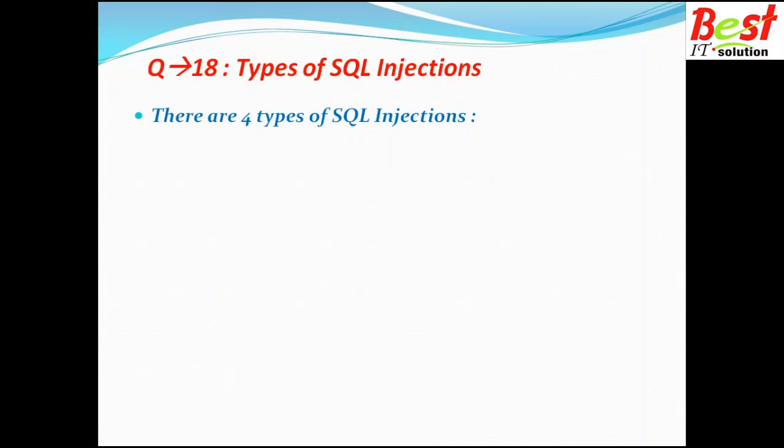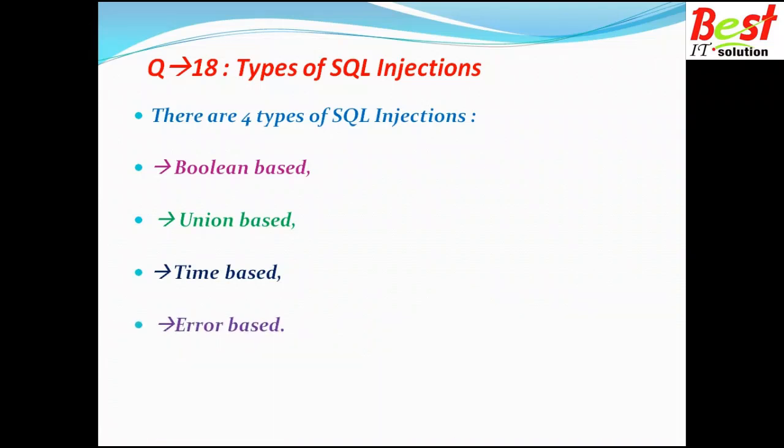So, types of SQL injections. There are four types of SQL injection: boolean based, union based, time based, and error based.